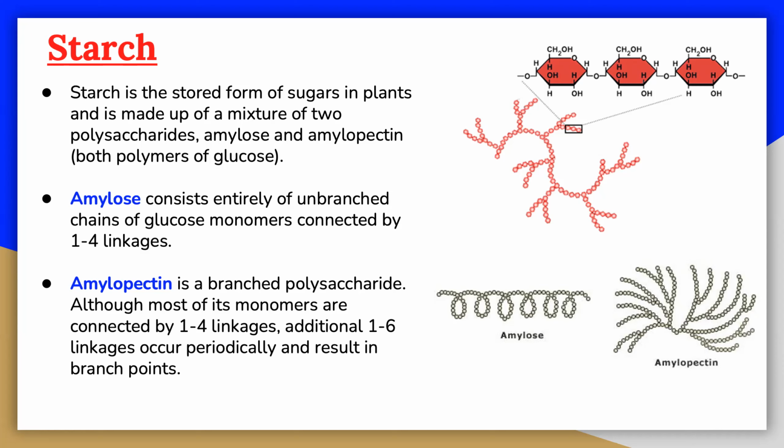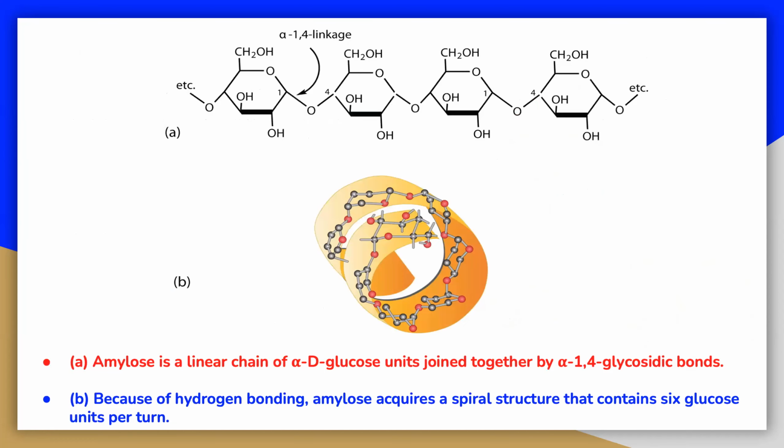Starch is the stored form of glucose in plants and is made up of a mixture of amylose and amylopectin. Starches are an important source of calories and can be found in foods like rice, potatoes, wheat, and corn. Starches don't taste sweet like simple sugars because they don't activate taste buds in the same way.